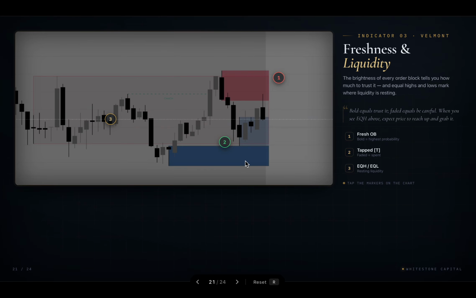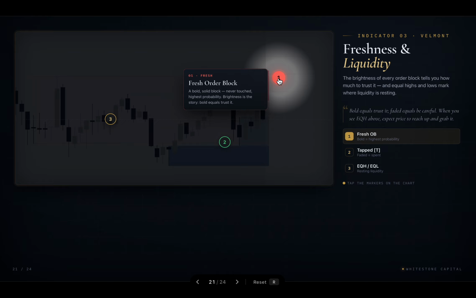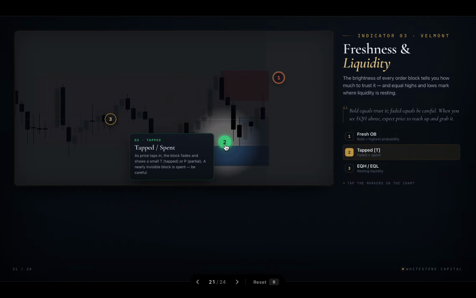These are Velmont's order blocks. And the brightness tells you the story. A bold, solid block is fresh, never touched, highest probability of holding. As price taps into it, the block fades, and you'll see a small T for tapped or P for partial. Bold means trust it. Faded means be careful. And these dotted lines tagged EQH and EQL are equal highs and equal lows.